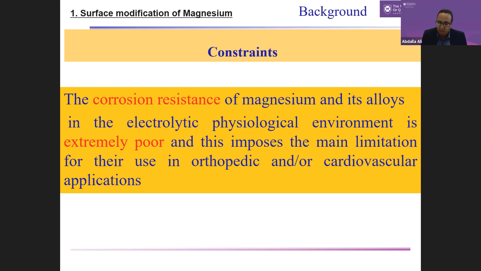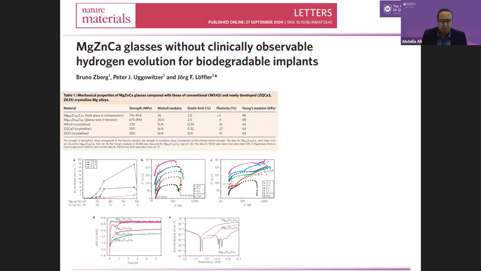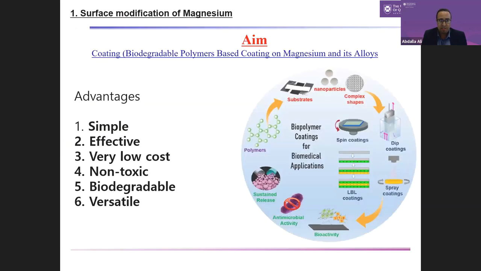A fast degradation rate can be acceptable in different areas of the human body, but the main challenge is still hydrogen gas. In early 2010, a paper published in Nature Materials tried to develop a new alloy of magnesium, zinc, and calcium glasses so that hydrogen gas evolution could be reduced to zero. They did a good job, but this alloy is quite brittle and could not move to clinical applications. Today, I want to share with you simple ideas that have been well recognized in different applications and are even starting to move forward in Germany and in Korea.